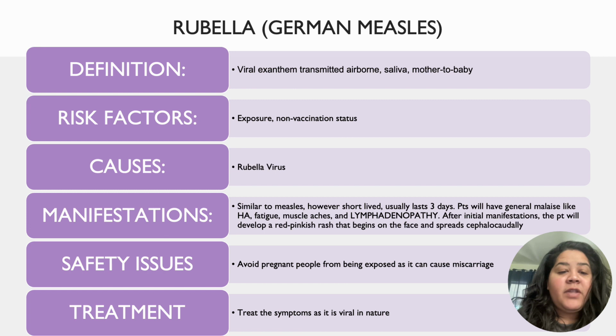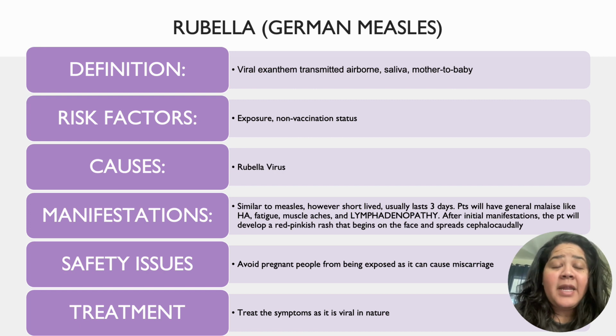Okay. Safety issues, again, avoid exposure in pregnant people due to the risk of miscarriage. Treatment is symptomatic as it's viral. The MMR vaccine also helps cover against rubella. However, again, it can't be given to patients until they have reached 1 year of age due to it being a live vaccine.